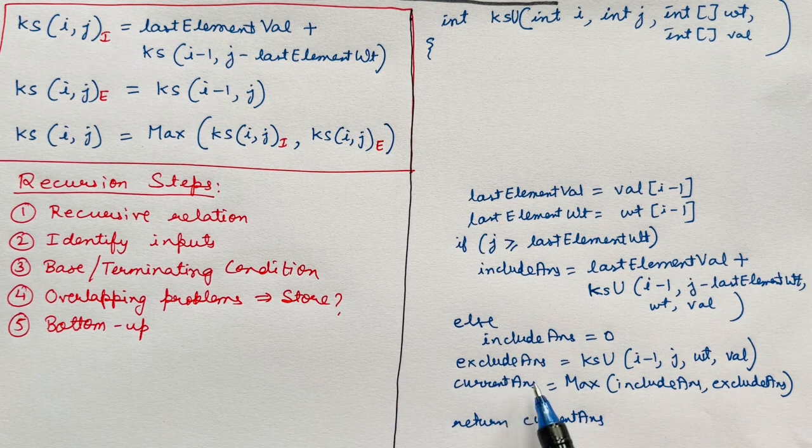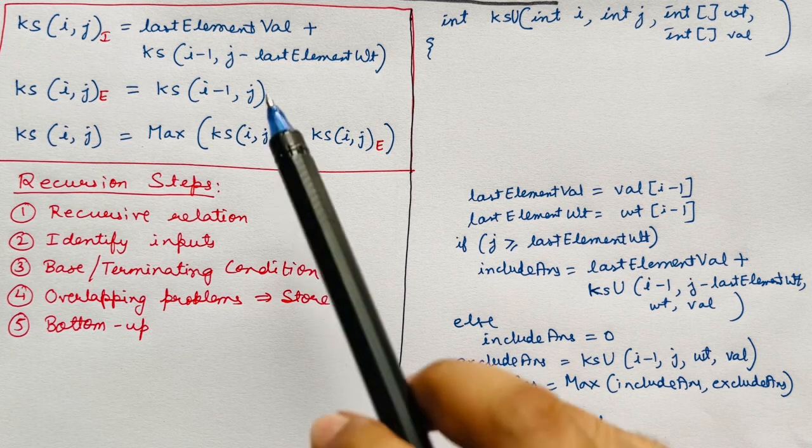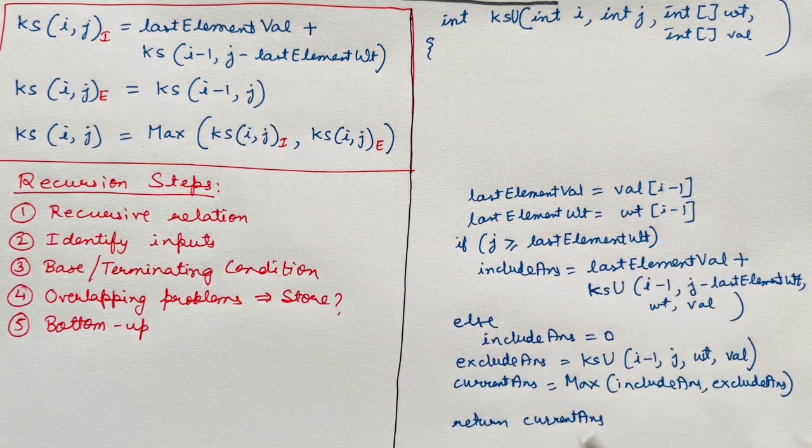Now the exclude answer will be simple as well. If we are not including the last item at all, then our problem is to maximize the value using the first I minus 1 items with the same capacity j. So we call this recursive method with these inputs and we get our exclude answer. Then our current answer is nothing but the maximum of these two. So we get our current answer and we return it. So this will be the conversion of our recursive relation into our algorithm.